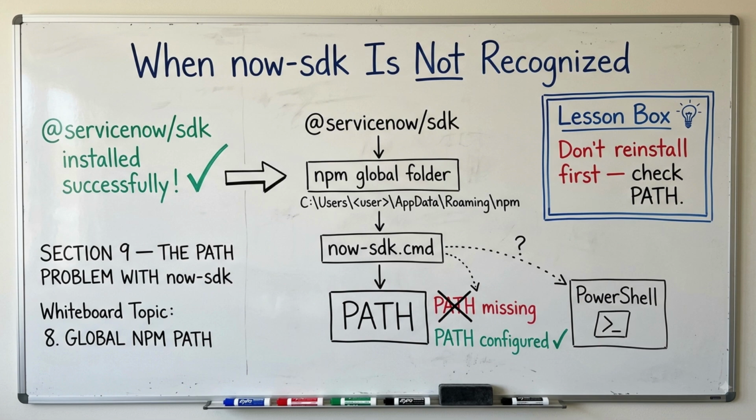Here's another real-world lesson from this setup. The SDK package was installed successfully, but PowerShell initially couldn't find now-sdk. Why? Because npm's global executable directory wasn't available in PATH. On Windows, global npm executables can be placed under the user's AppData Roaming npm directory. Once that directory was added to PATH and the terminal was restarted, now-sdk --version worked correctly. This is a very common developer environment issue. The software is installed, but the shell doesn't know where to find it.